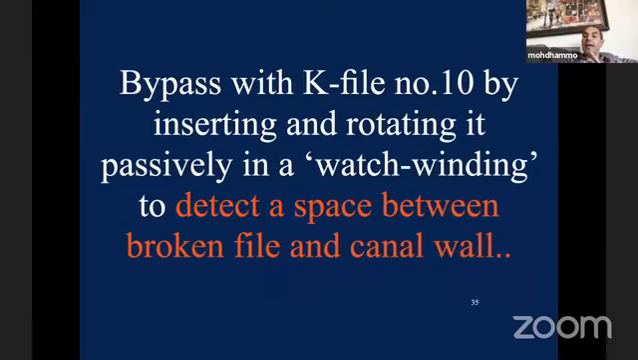I will take the K file number 10, pre-curve the K file number 10, and insert it inside the canal in a watch winding movement. This movement will act as a radar. It will detect a space between a broken file and the canal wall. And remember, I will depend on the K file number 10. There is no place for K file 6 or 8, just number 10. And with the K file, not H file.